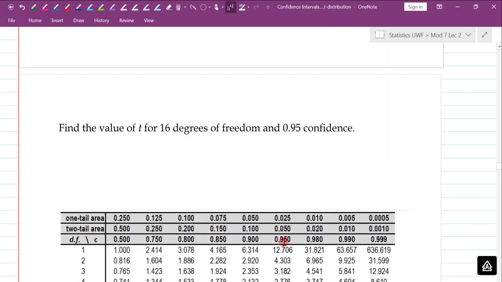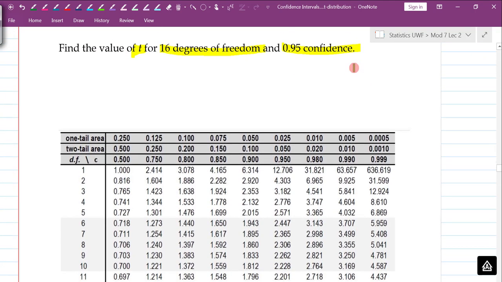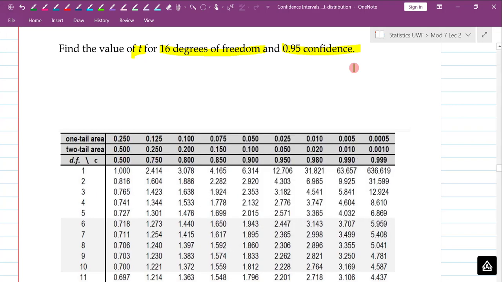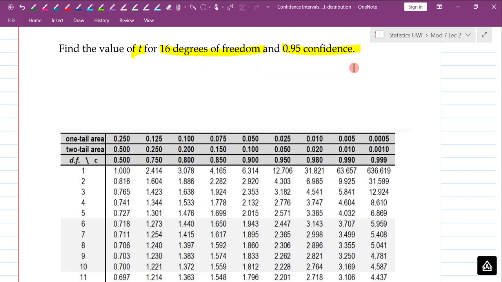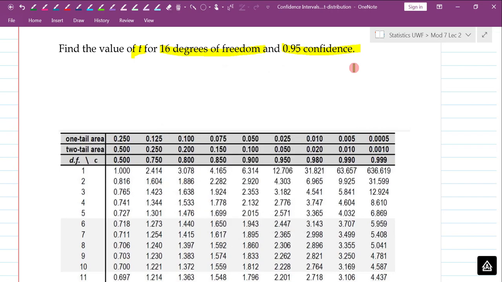Find the t for 16 degrees of freedom and a 95% confidence interval. We went over this today a little bit, actually a lot, in our class time. If you've not been joining us during the online class time between 9:30 and 10:45, I strongly encourage you to start attending. It's been very beneficial to the students who are attending, and we're making sure that everybody's learning everything that's necessary to do very well in the course.